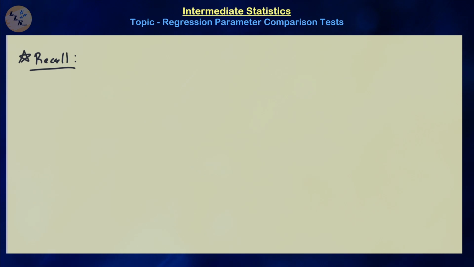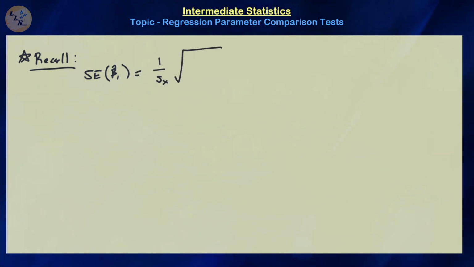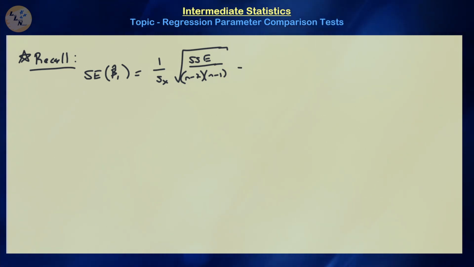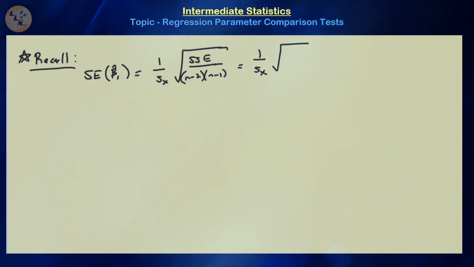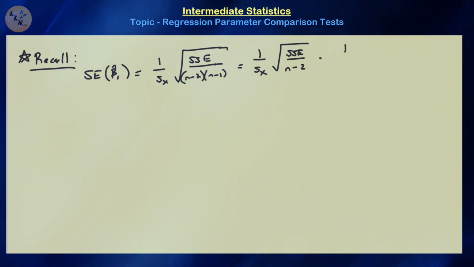The standard error for a single line slope is equal to 1 over Sx times the square root of the error sum of squares divided by n minus 2 times n minus 1. As I've already repeated a few times, you can technically rewrite this in another way. You can write this as 1 over Sx times the square root of the error sum of squares divided by n minus 2, times 1 over the square root of n minus 1.